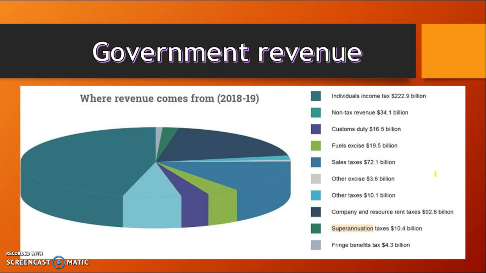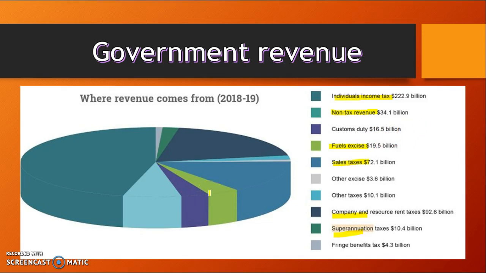So the budget is outlined in May, and basically it is all the changes to revenues. So that can be changes to income tax, other forms of tax, so excise taxes on fuel or for cigarettes and alcohol, sales taxes like GST, company taxes, superannuation taxes. The government also collects money through people paying back their uni fees.